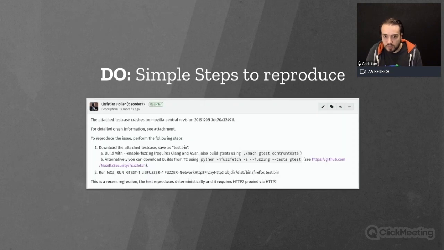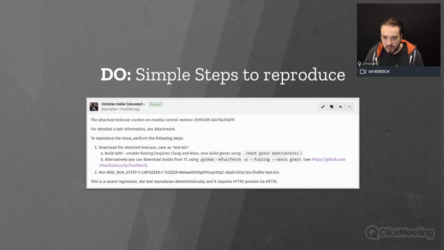Here's an example from Mozilla, where I provide some steps to reproduce. Of course, there's a test case attached, but then there's also a script that allows people to download our fuzzing builds together with the necessary tests that contain the fuzzing targets. Usually if you do this manually, you need to unpack, you need to symlink stuff around. That's really complicated, and the script just does it all for you. And then there's one command line that you can just copy and paste and will just reproduce the issue.